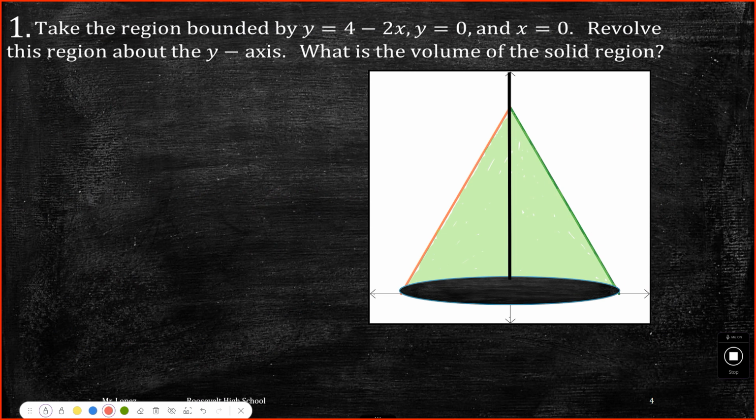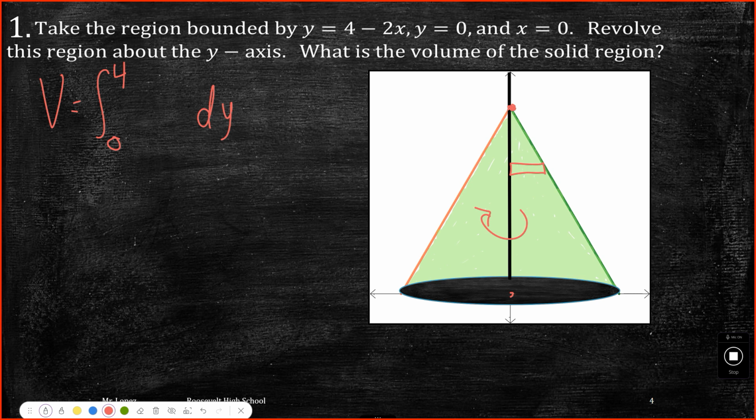Okay, so we're rotating this thing around the y-axis. So this is going to become dy. So the volume will equal the integral with respect to dy, and dy is going to go from 0 to what? Up here at the top. From 0 to what? If x is 0, then y has to be 4, yep.